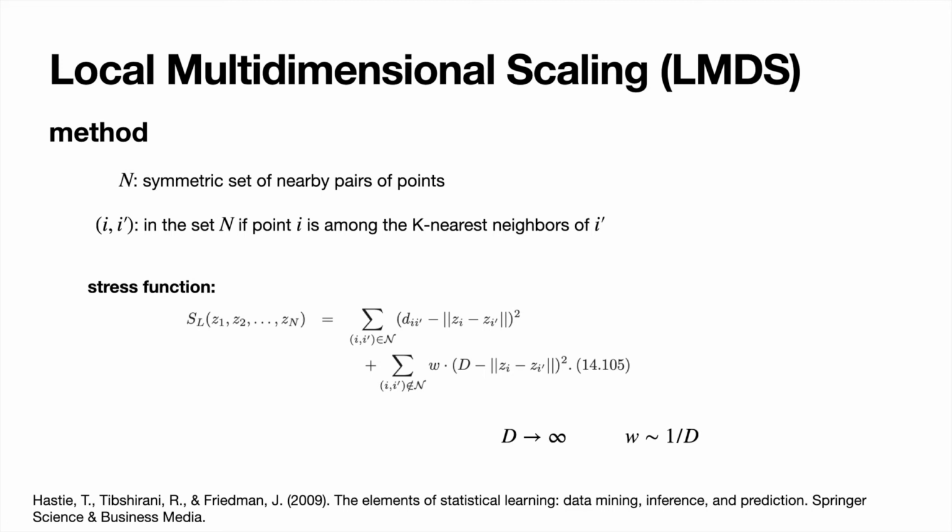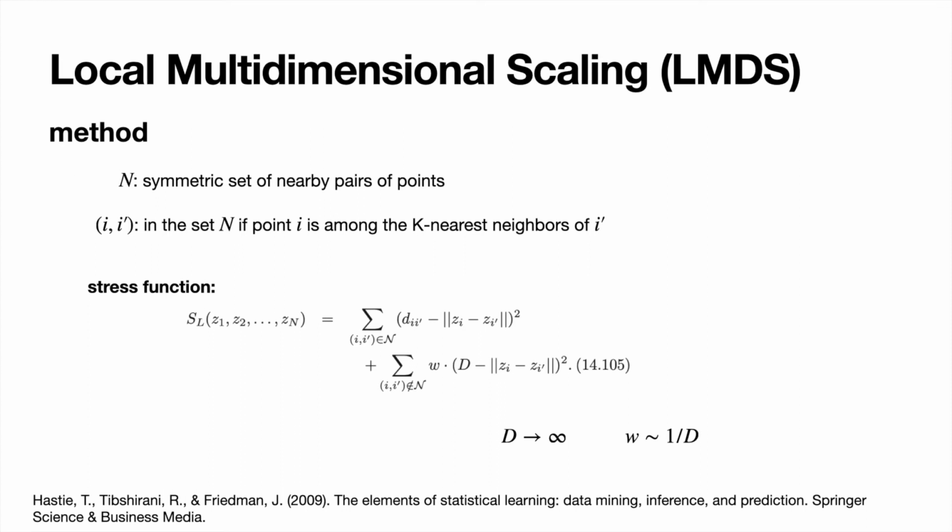At the same time, the points that are not k nearest neighbors will be placed in the second part of the stress function with the artificial parameters omega and D. Here D is a large constant and omega is the weight, which is similar to 1 divided by D, while D can go to infinity.